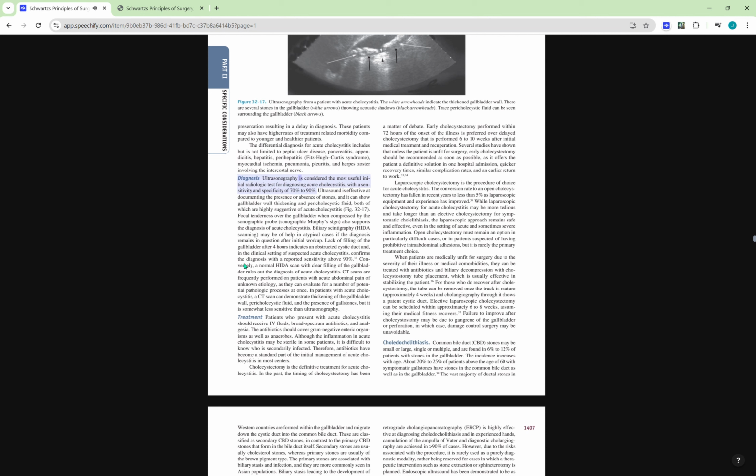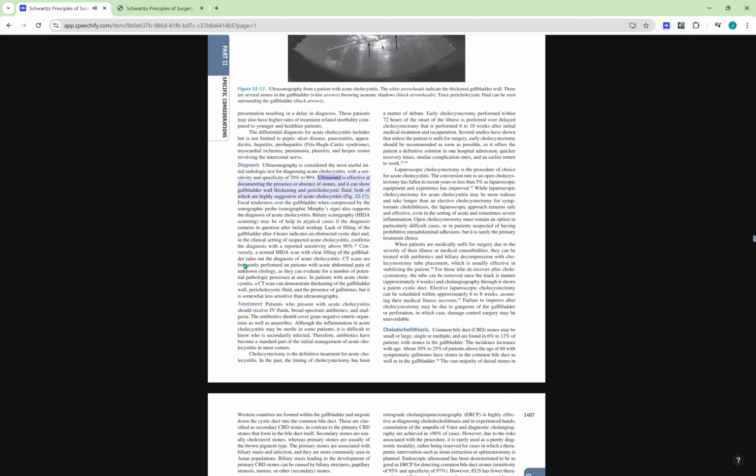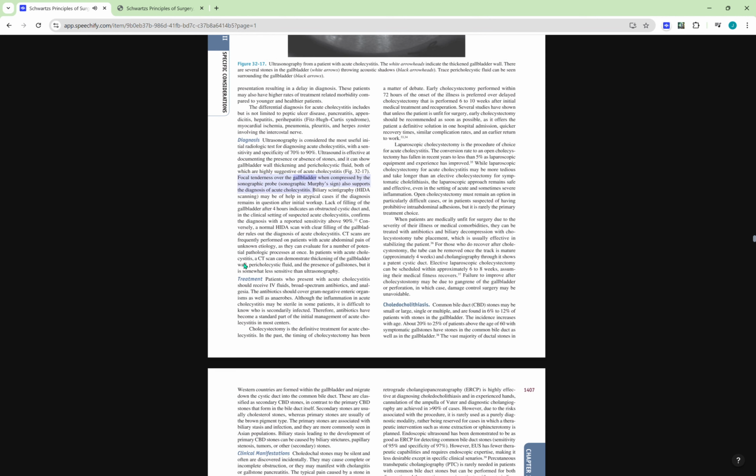Diagnosis: ultrasonography is considered the most useful initial radiologic test for diagnosing acute cholecystitis, with a sensitivity and specificity of 70% to 90%. Ultrasound is effective at documenting the presence or absence of stones, and it can show gallbladder wall thickening and pericholecystic fluid, both of which are highly suggestive of acute cholecystitis. Focal tenderness over the gallbladder when compressed by the sonographic probe also supports the diagnosis of acute cholecystitis.